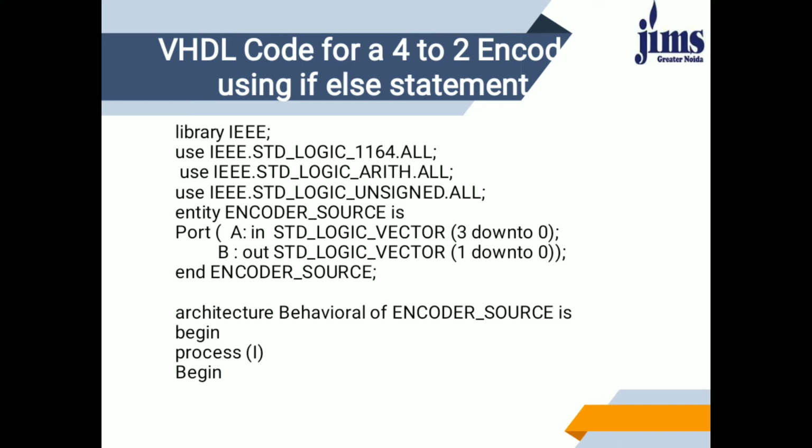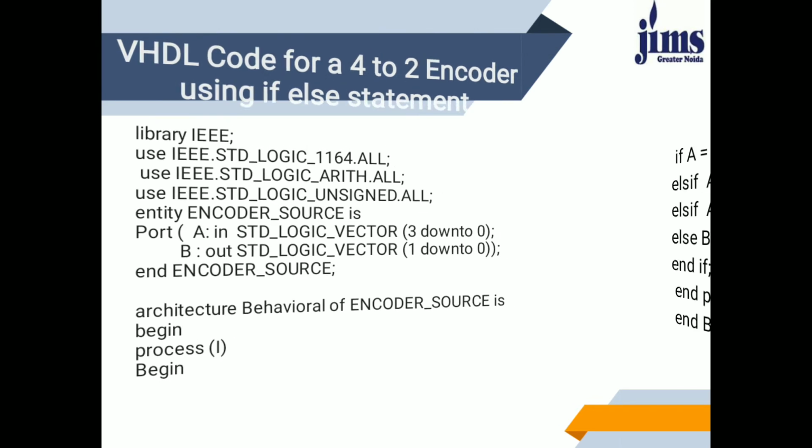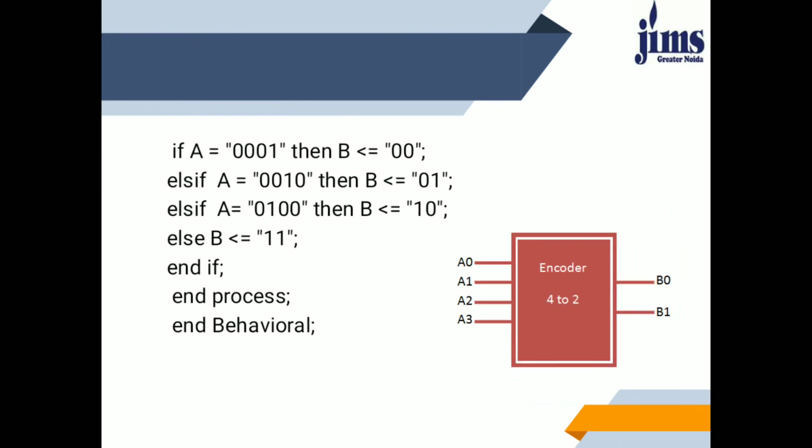Here encoder underscore is the entity name and behavioral is the architecture name. Now we will write again begin, then process. Here process, in a bracket you can define the sensitivity list as the inputs are A0, A1, A2, A3 or A. So here we can write process under bracket A to specify the sensitivity list. Now we will define the begin, and in this begin we will start to define our terms.